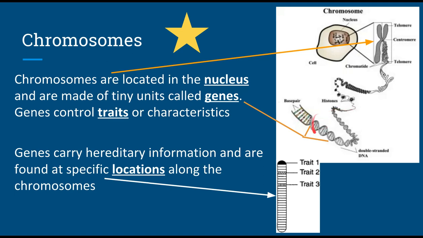All of those genes are wrapped super, super tight around these histone proteins. They form these chromosomes, and those are all tucked neatly inside the nucleus where they stay. Those are the instructions that carry the hereditary information. Those are the blueprints for your body, your specific body. Nobody else on the planet has your same DNA. So genes carry the information, and they're found at specific locations on the chromosome.